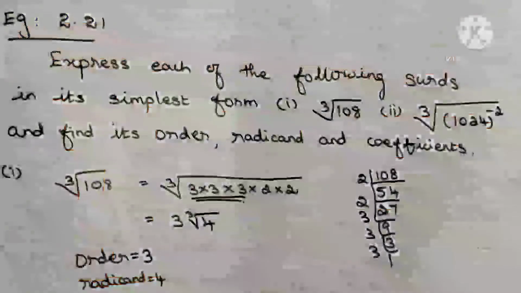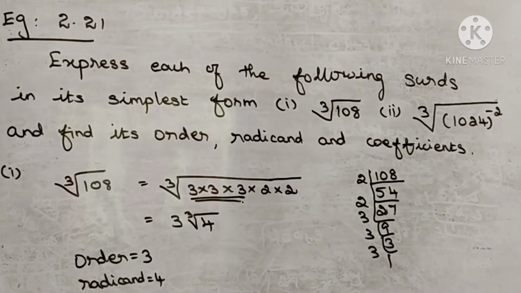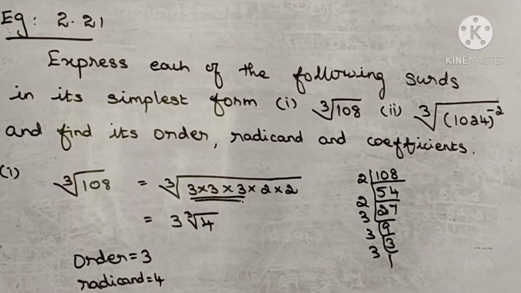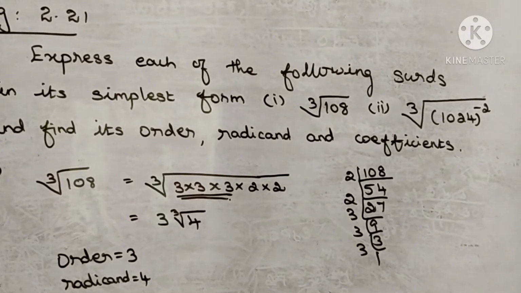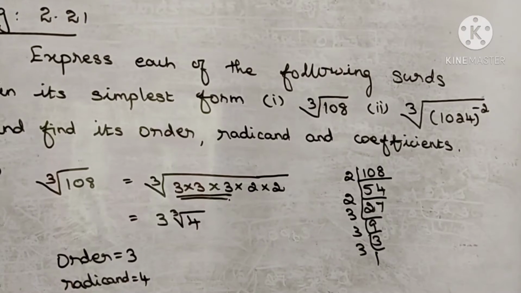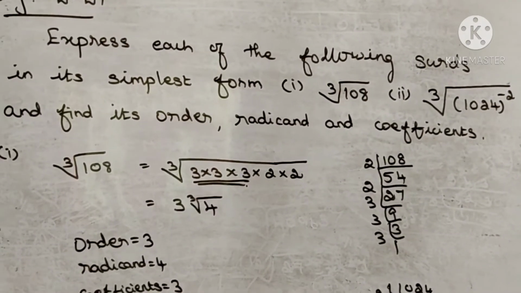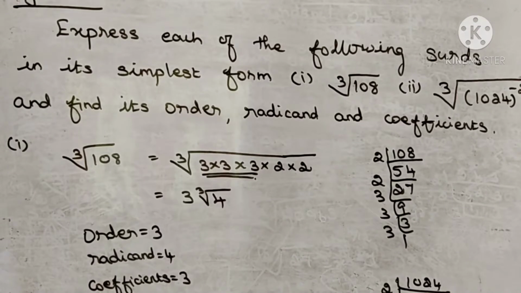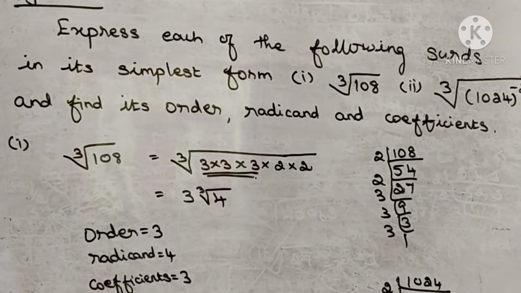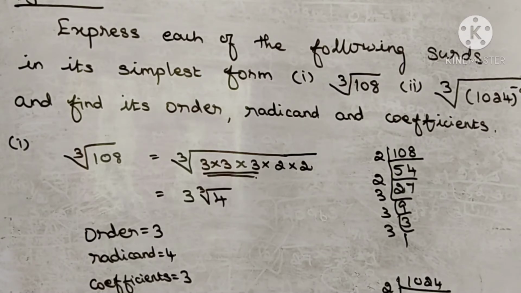The next question, example 2.21: express each of the following surds in its simplest form. First one, the cube root of 108. Second one, the cube root of 1024, the whole power minus 2. And find its order, radicand and coefficient. First you write the simplest form of the surd, after that we write the order, radicand and coefficient.